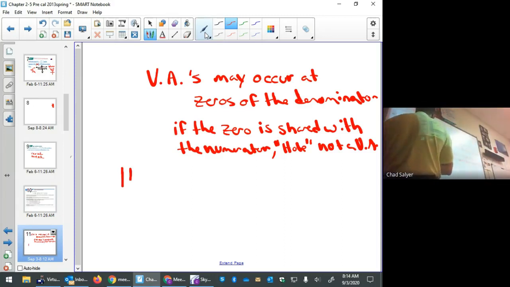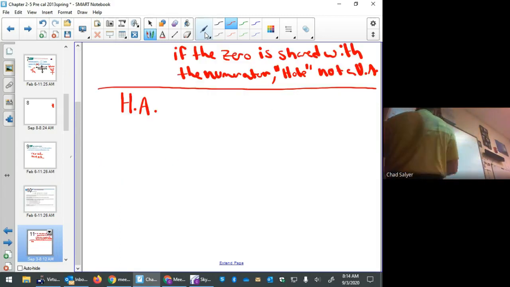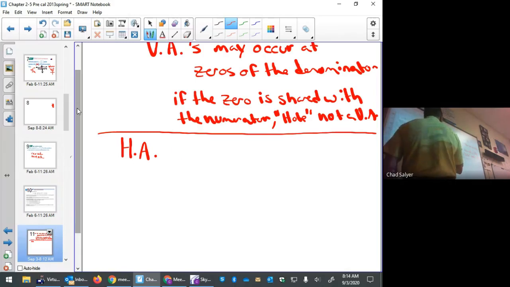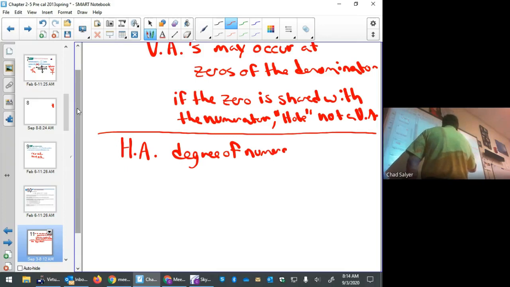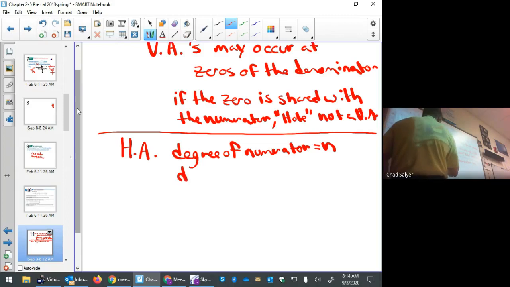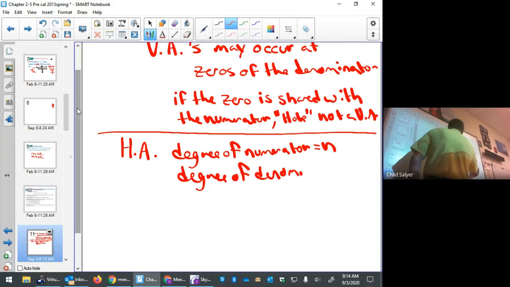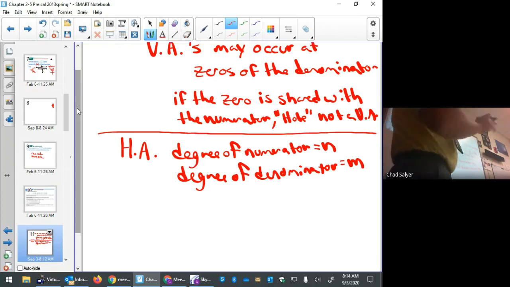Now, horizontal asymptotes are a little more complicated. You got 3 scenarios. First of all, you need to identify the degree of the numerator. We'll just call it n. Then you need to find the degree of the denominator, and we'll just call that m. Just picking them at random. Could be a and b, x and y, just variables. They're going to stand in for the degree of the numerator and the degree of the denominator.